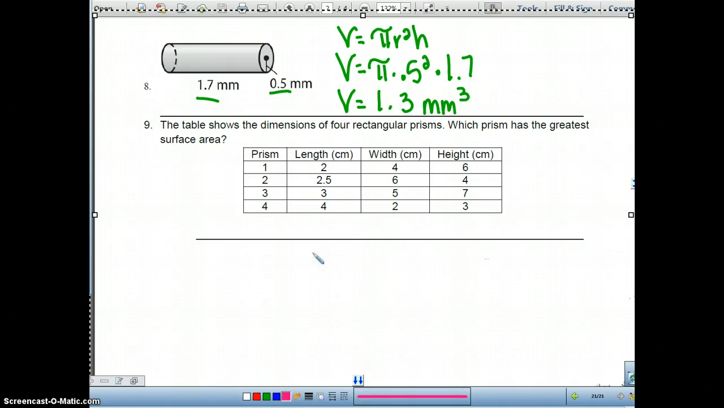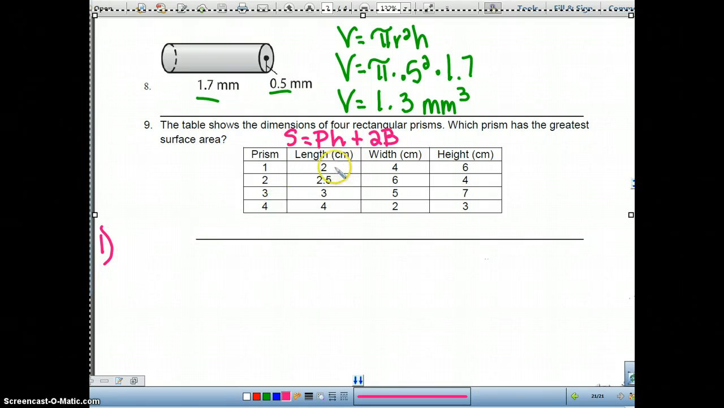All right, so what are we talking about? Lateral surface area, total surface area? Total. How do I know it's total? Because it doesn't say lateral. All right, good. So I have to find the total surface area of each of these figures. So we're going to use S is equal to perimeter of the base times the height plus 2 times the area of the base. So let's start with prism number 1.